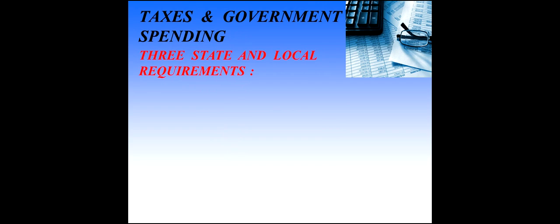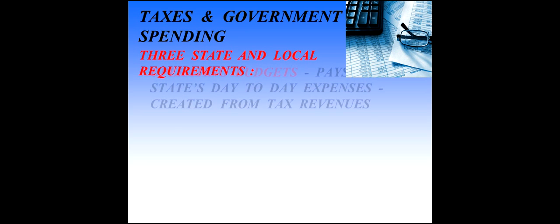Now let's take a look at taxes and government spending from the state and local government level. The states and the local governments are required to operate a little bit differently on the budgeting and government spending side than the federal government is. Tax revenues are pretty much the same, but it's the spending and budgeting side that's different. And there are three requirements that are placed on states and local governments on that budgeting and spending side.